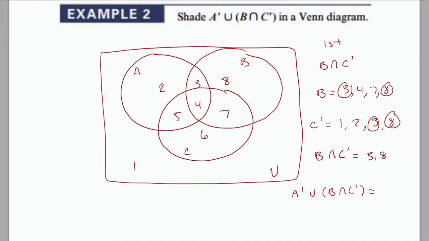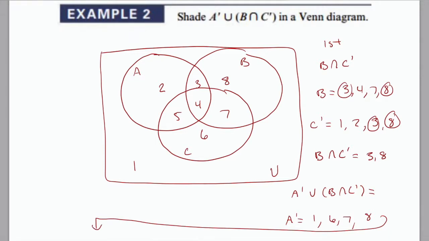So we have A complement is equal to 1, 6, 7, 8. And we need the union with all of that. I'm going to move this to this side so I have more space. A complement union B intersection C complement is equal to 1, 6, 7, 8, and 3.